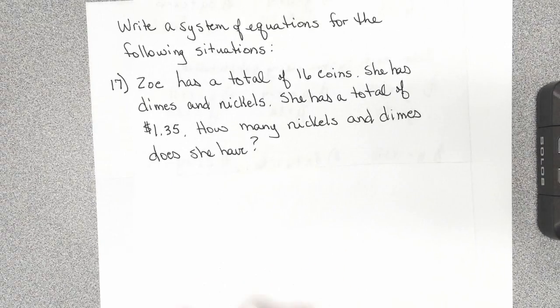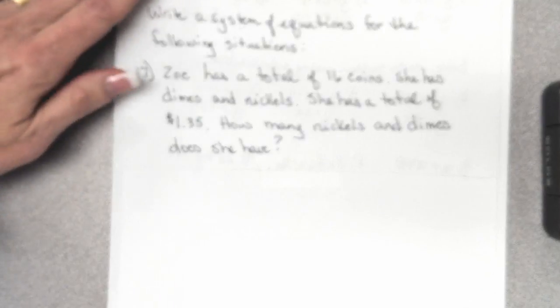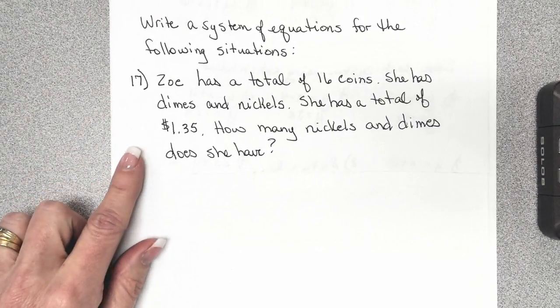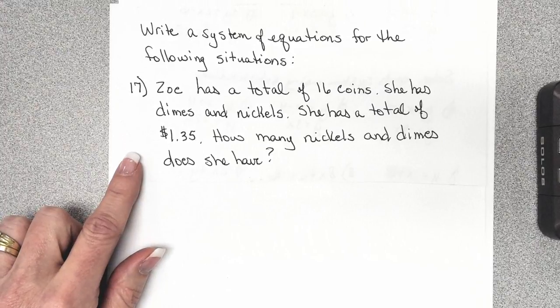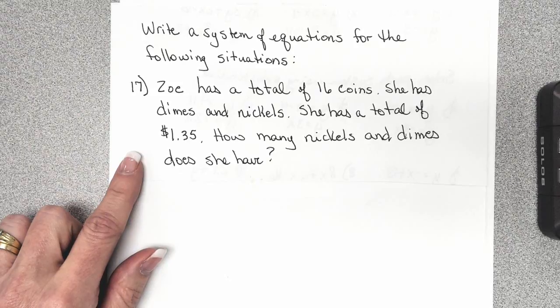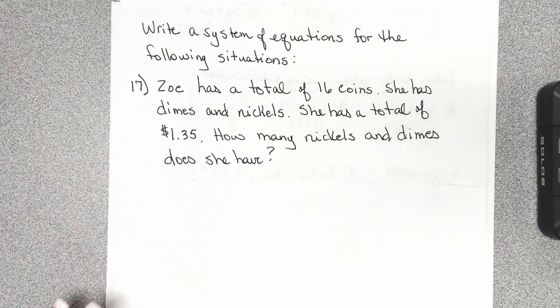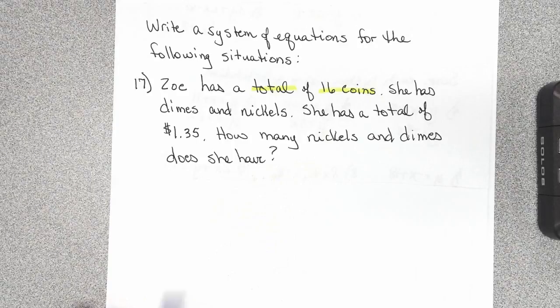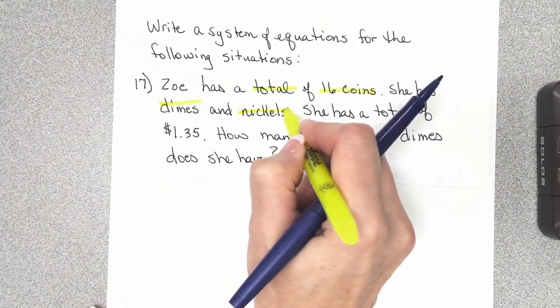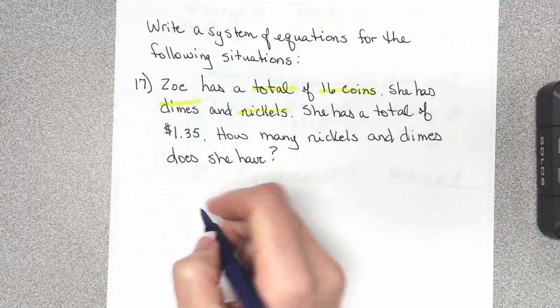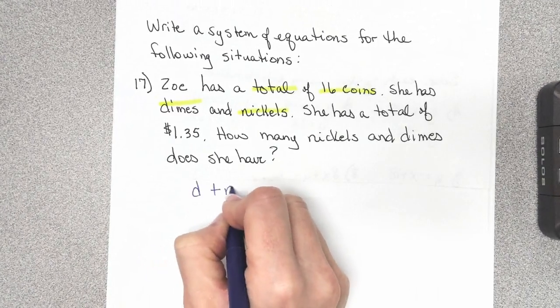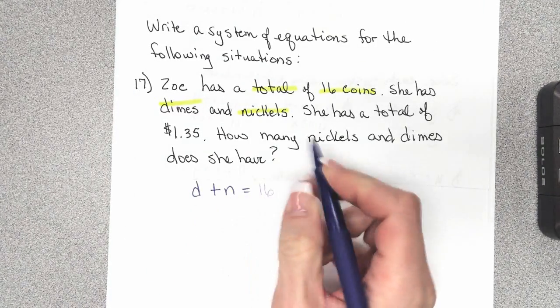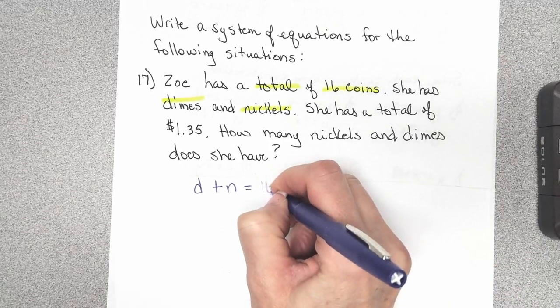This was similar to the 3 days that we worked. You worked a day with Miss Hardison and I on coins. We worked a day together on stations, and then we went over it the next day. So you have seen these. So let's look at what we got. It says Zoe has a total of 16 coins. It says she has dimes and nickels. So we know that dimes plus nickels equals 16. That's one of our equations.